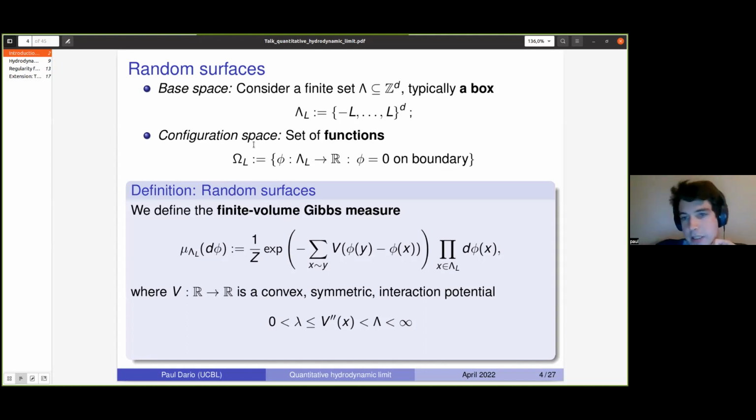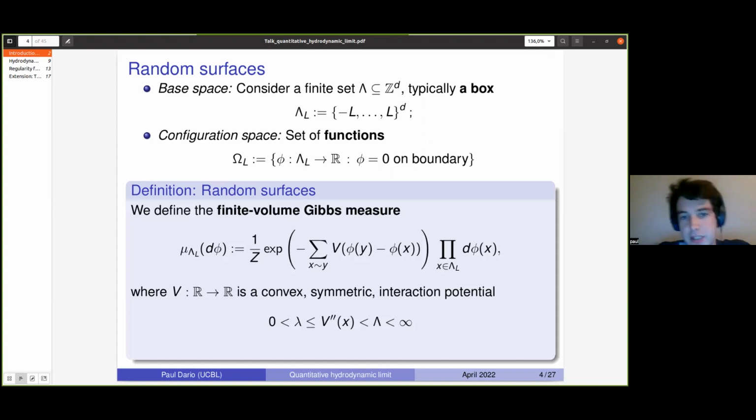What you will consider in this setting are the functions phi defined on lambda_L and valued in R. And I will enforce a boundary condition: phi is equal to 0 on the boundary of your box. A first remark, which is more important than it looks, is that this space is a vector space. You can sum two functions, take the difference, multiply by a scalar. It's a finite dimensional vector space. Its dimension is the cardinality of the box lambda_L, the number of points in the box, which is (2L plus 1) to the power d.